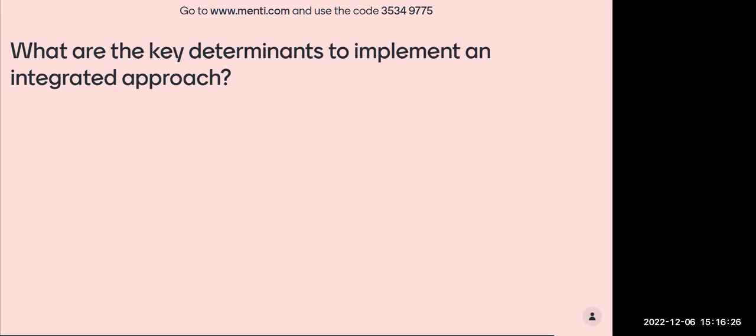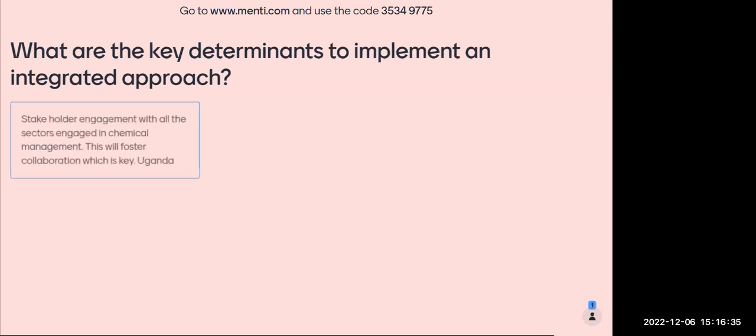So I do realize we're going through our polls quite fast. In the interest of time, here is the next question: what are the key determinants to implement an integrated approach to chemicals management? You can use the Menti link in the chat. Thanks.